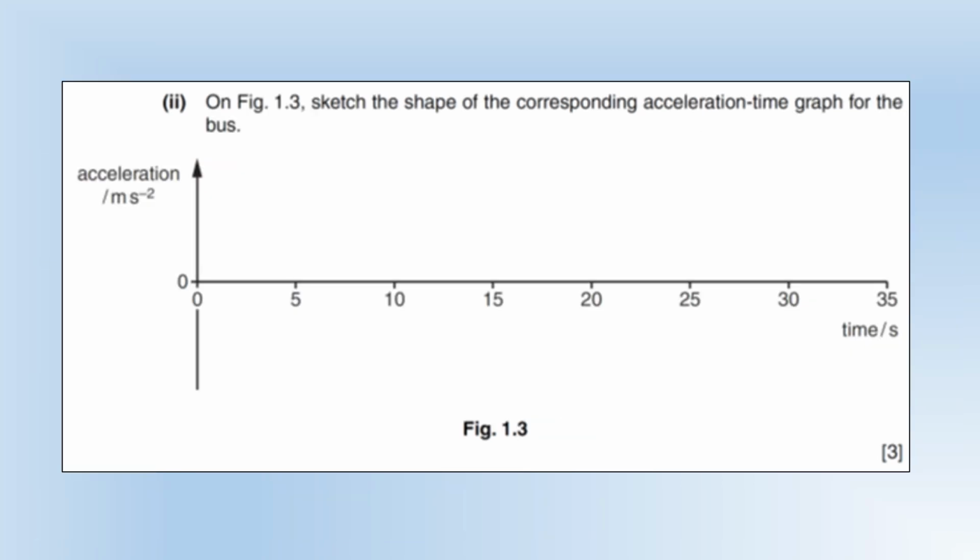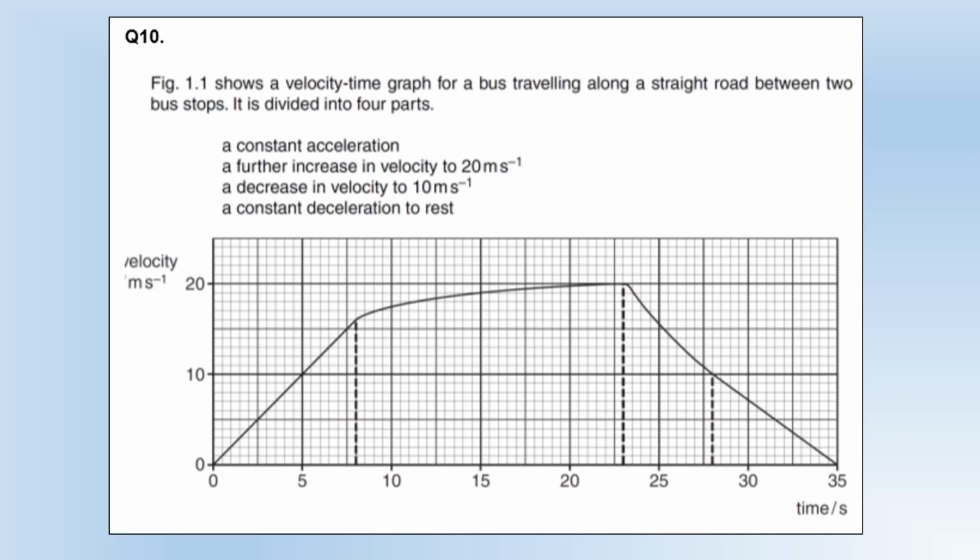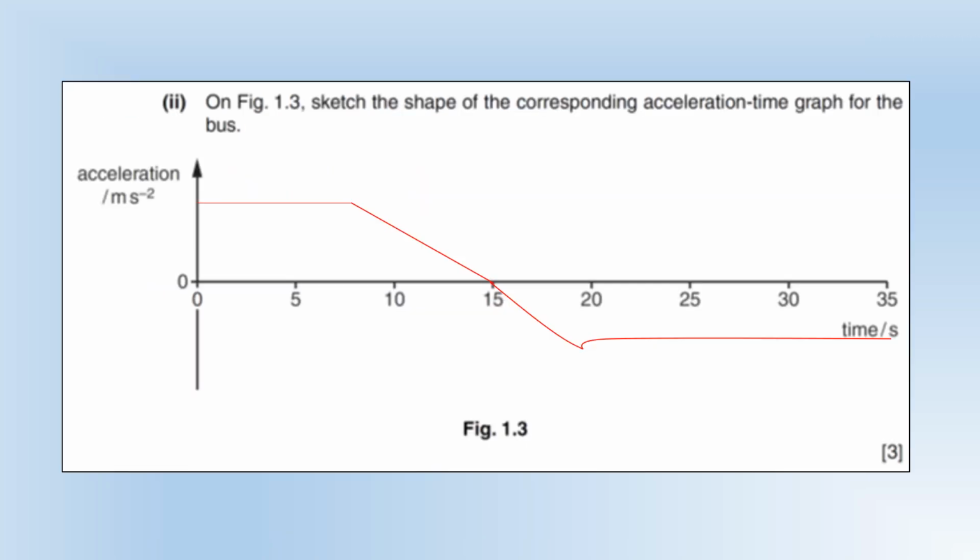Okay, so we want the acceleration versus time graph for the bus. We can see acceleration is constant, acceleration is decreasing, acceleration is increasingly negative, and then constantly negative. So I've got a graph that looks something like this. We've got constant acceleration, decreasing acceleration, negative acceleration, and then constant deceleration, as shown by the graph.